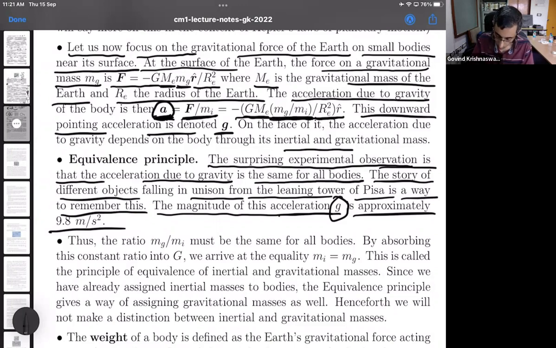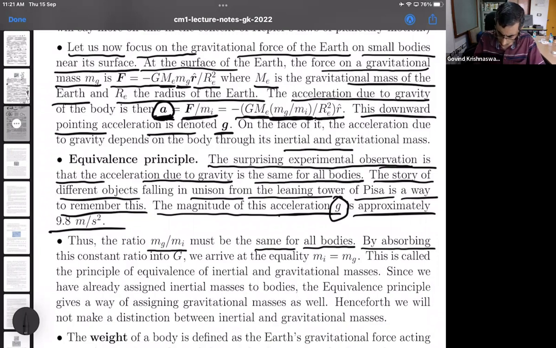Therefore, the ratio mg over mi, namely the ratio of gravitational to inertial mass of a stone, must be the same as the ratio of gravitational to inertial mass of this bottle, no matter how much water there is in the bottle. Okay, so it takes some digesting. And it took many years to come to this observation. It is not such a difficult experiment to perform.